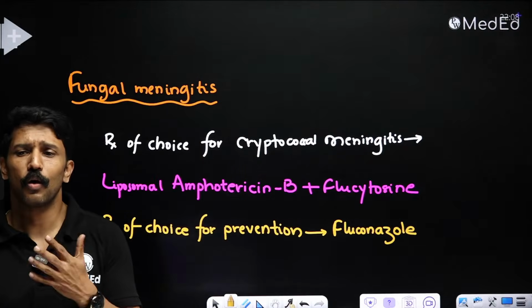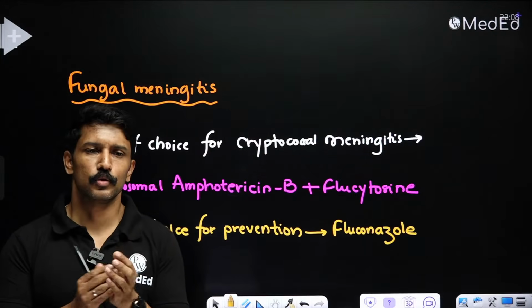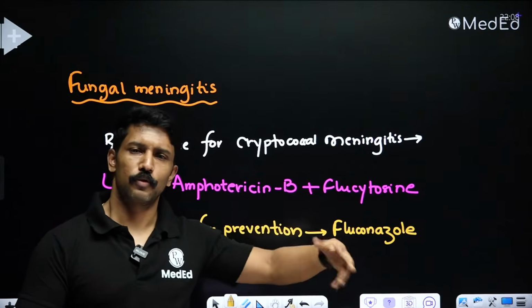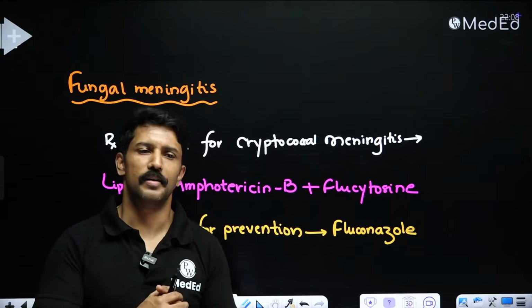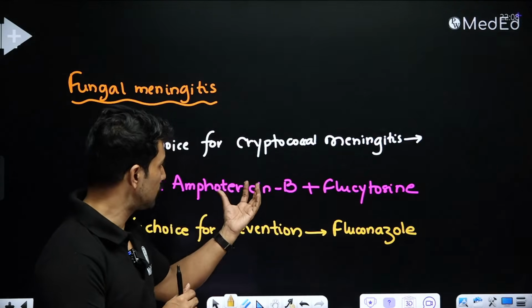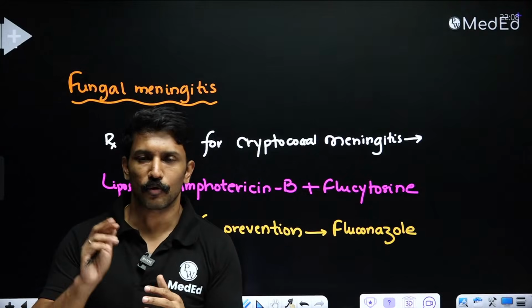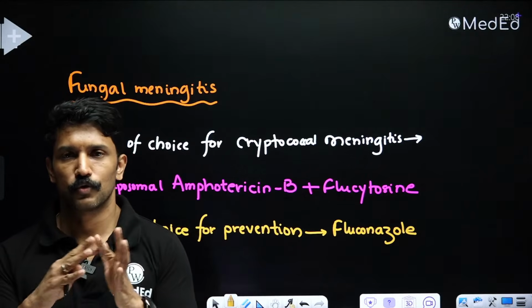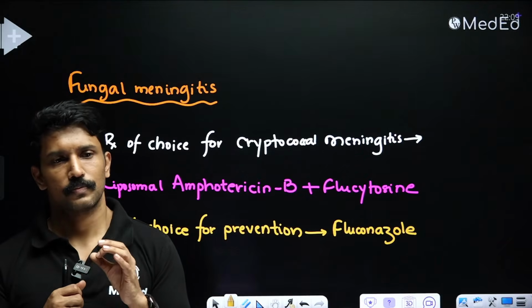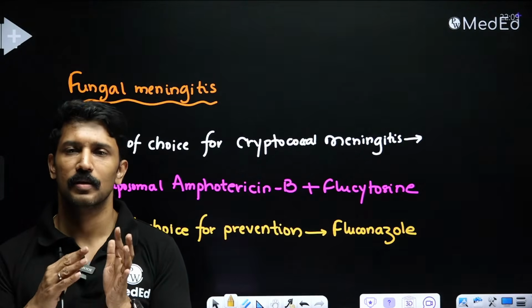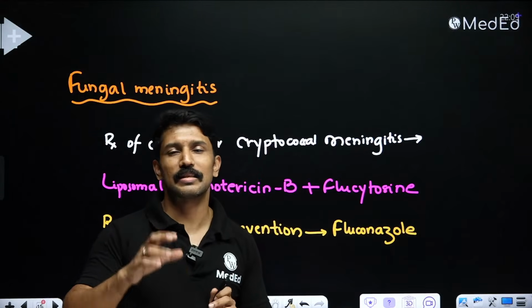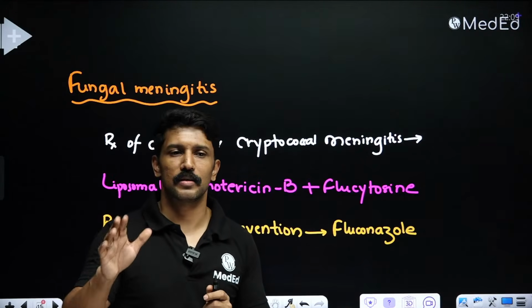The next question is, how long should I give? This is for eradication, but after that fluconazole for, let us say, HIV with CD4 count 100 coming with cryptococcal meningitis. So I started amphotericin B, flucytosine, cryptococcal meningitis resolved. Now I have switched to fluconazole. How long should I give fluconazole? Lifelong, 10 days, 2 months, 6 months? Fluconazole should be continued as long as the immunocompromised state continues.